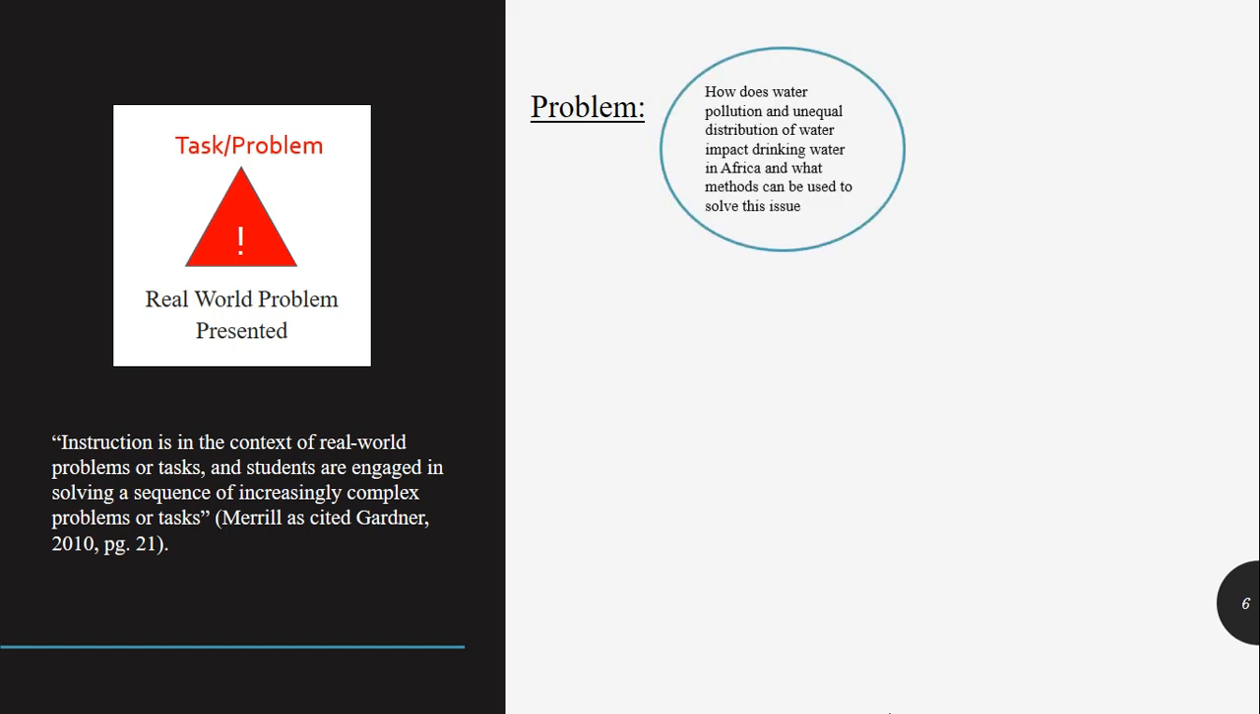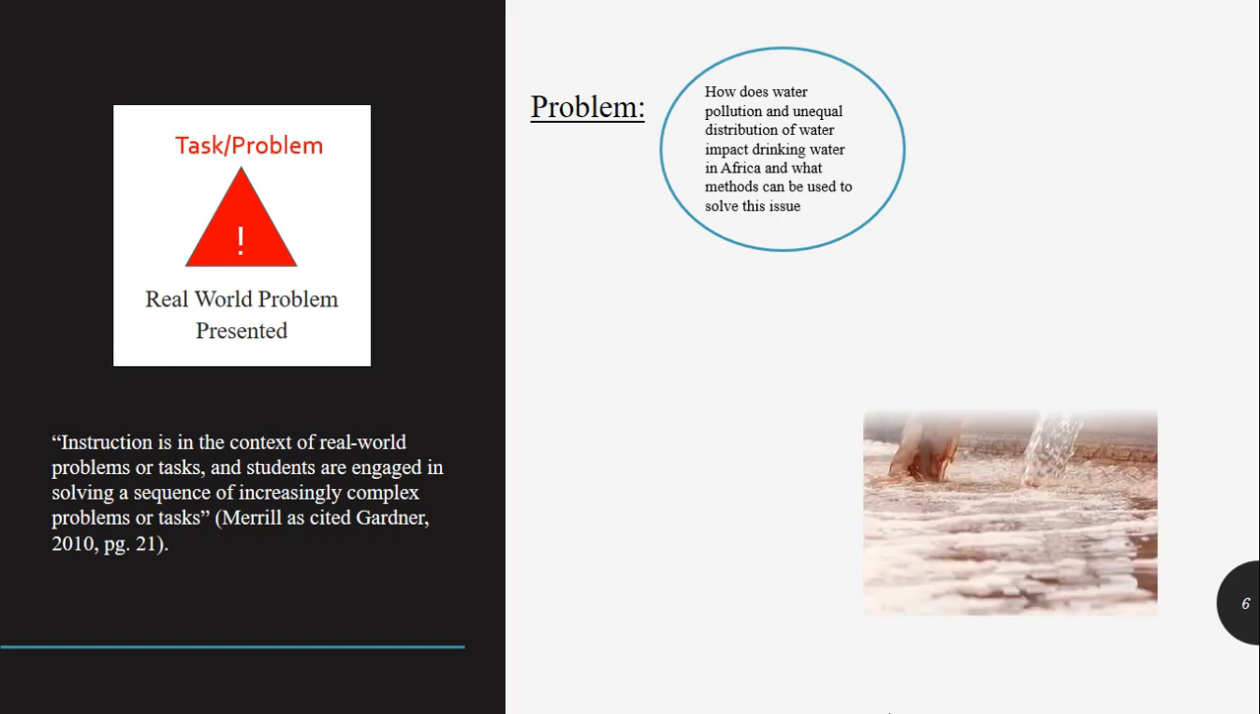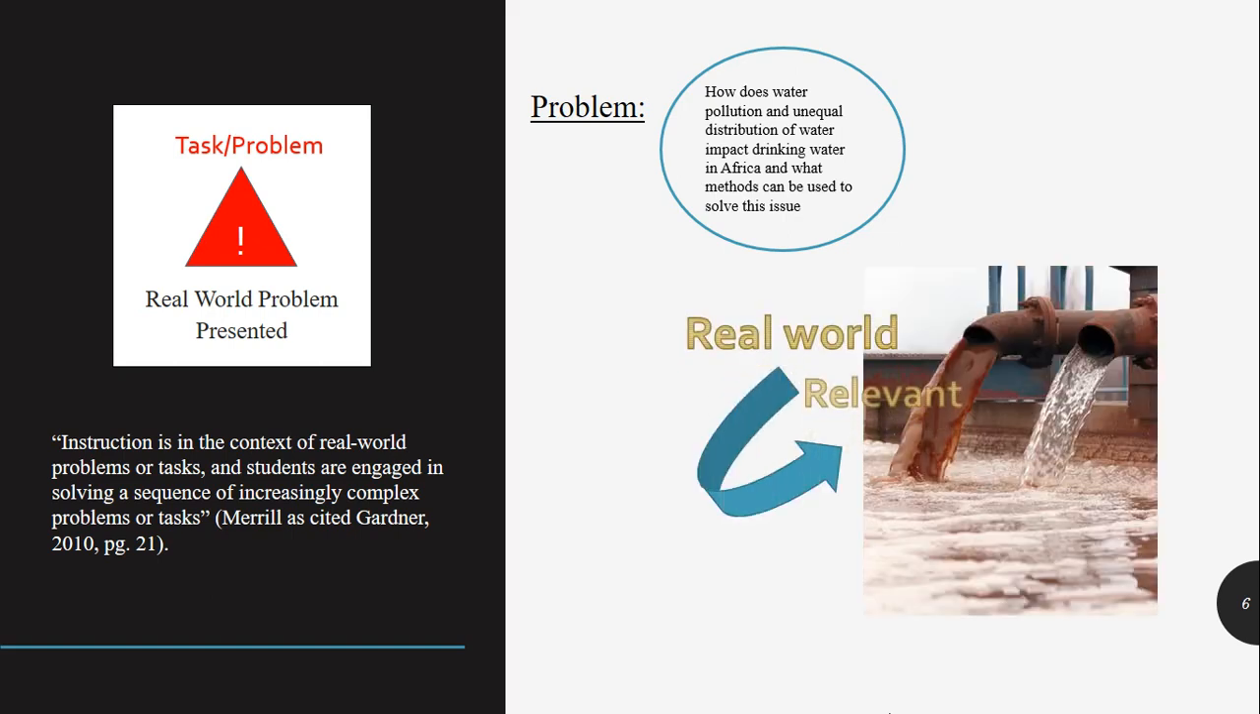This is a lesson I have utilized when teaching 7th grade social studies, and my students tend to enjoy it. First, we start with the task or the problem. How does water pollution and unequal distribution of water impact drinking water in Africa, and what methods can be used to solve this issue? The issue is real world and relevant.